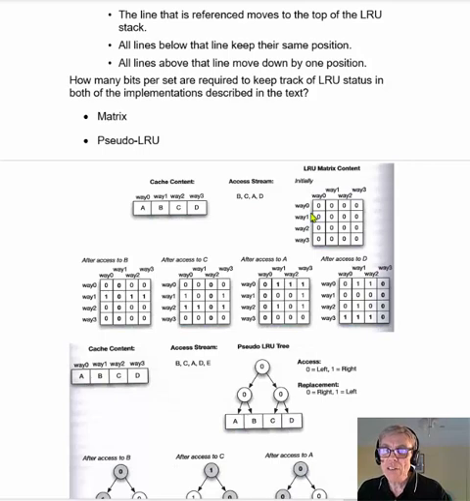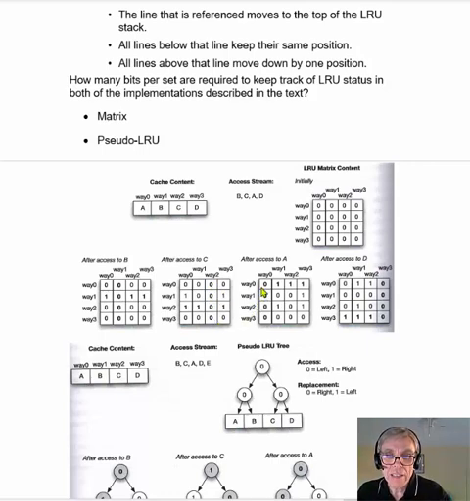The matrix is initialized to all zeros. Every time a block is accessed, the row corresponding to the way is set to all ones, and then the column corresponding to the same way is set to all zeros. First to be accessed is B, so way 1 has its row set to 1 and its column set to 0. Next to be accessed is block C, so its row is set to 1 right there, and its column is set to 0.